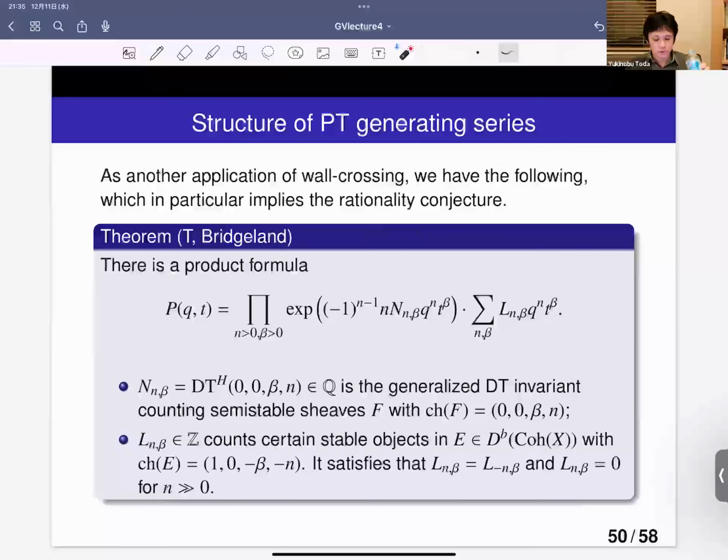So then, as another application of wall-crossing, we have this formula. In fact, this formula is closely related to the Gopakumar-Vafa formula. We have the following formula: the generating series of PT invariants is given by the product of the exponential of another invariant. This is the generalized DT invariant, counting semistable sheaves, in fact one-dimensional semistable sheaves F whose Chern character is of this form.